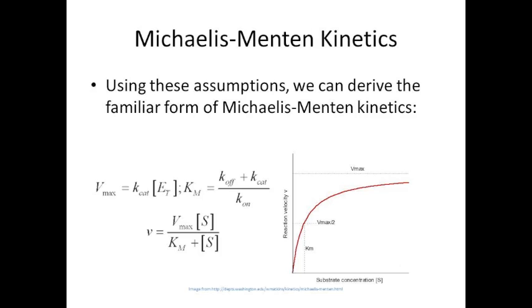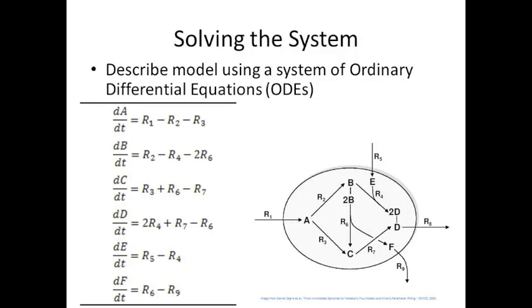So then we have to solve this system. And we do this by setting up a system of ordinary differential equations. In this case, every reaction can be defined by an ordinary differential equation. Actually, I should say the concentration of a metabolite is defined by an ordinary differential equation. You can basically see it as the rate of change of a certain metabolite is equal to how much comes in minus how much goes out. We set up one of these for every metabolite.